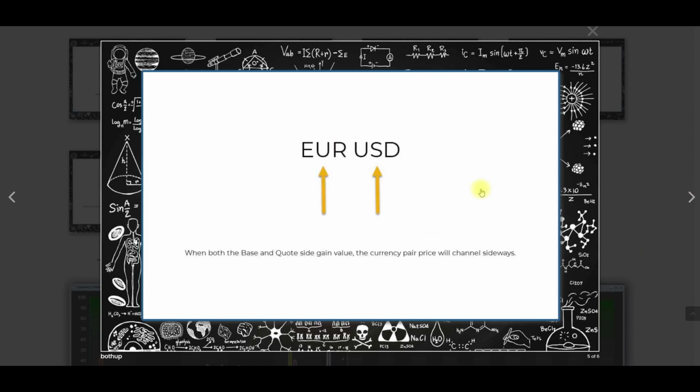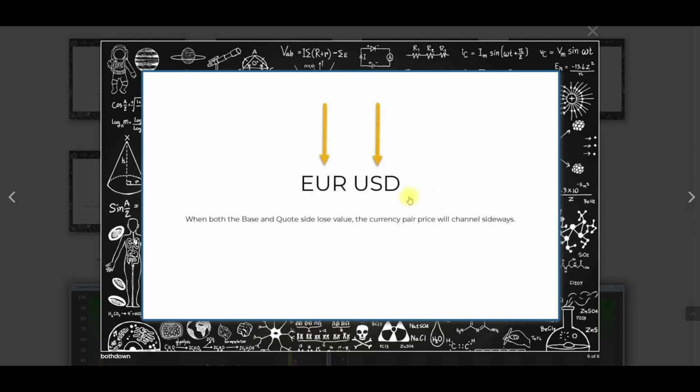Two last examples. If both the base and the quote are increasing in value, that's when you get these sideways channels in the market. And if one is slightly stronger than the other, you might get an ascending or descending channel, right? And same thing in the inverse. If both currencies are losing value, both the base and the quote, you'll get a channel, either descending or ascending or just kind of sideways. Right? So that's the relationship there.